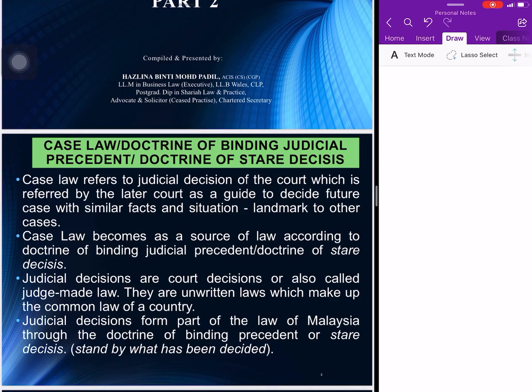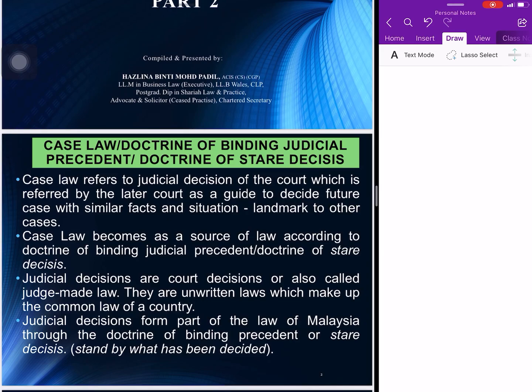Okay. Now first and foremost, you need to know what is case law. If you look at the definition given on the slide, it says that a judicial decision of the court which is referred to by the later court as a guide to decide future cases with similar facts and situation. So if case A has been decided by a court in Seremban, for example, and there comes another case in Johor Bahru, similar facts, almost similar situation, chances are that the decision will be followed.